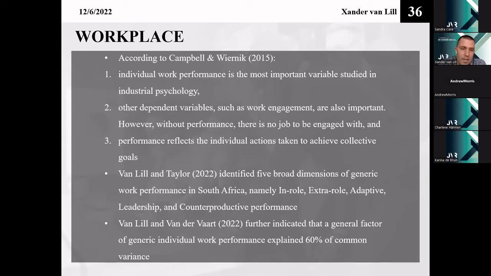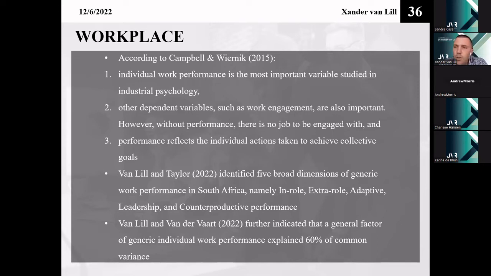So we know there's a light side of performance, but there's also a so-called dark side of performance. So we'll also look at how these personality characteristics might be associated with something like counterproductive performance, where people actively try to undermine the goals of an organization.